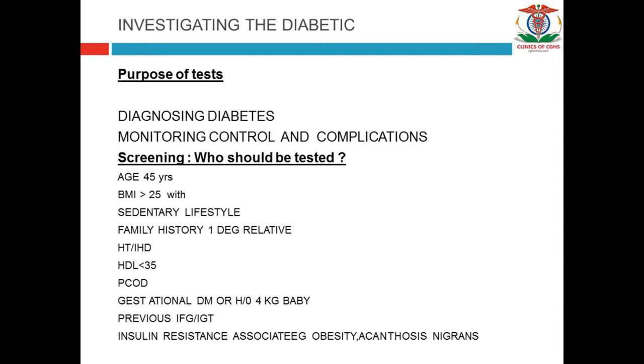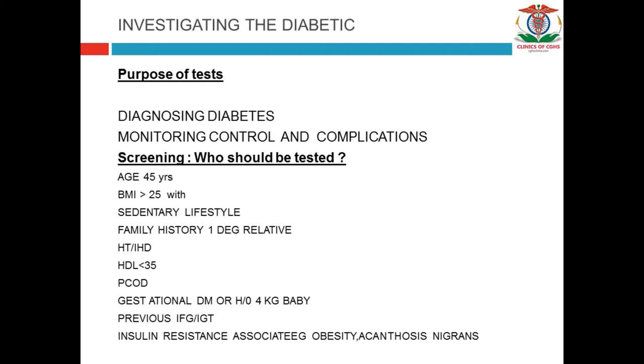So what is the purpose of these investigations? We have to diagnose diabetes and monitor diabetes, and investigations are the mainstay in diagnosis and monitoring of diabetes. So when the patients come, who should be screened for diabetes? Any patient above 45 years of age must have his fasting glucose done.